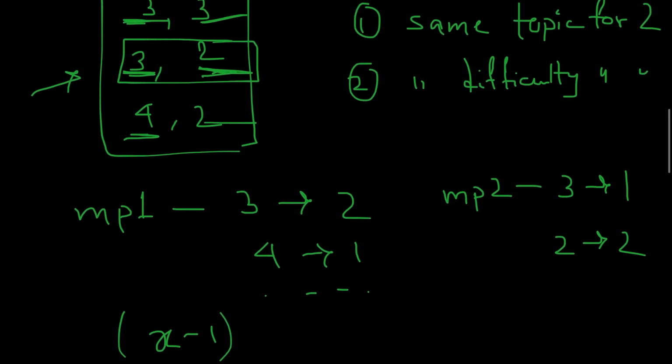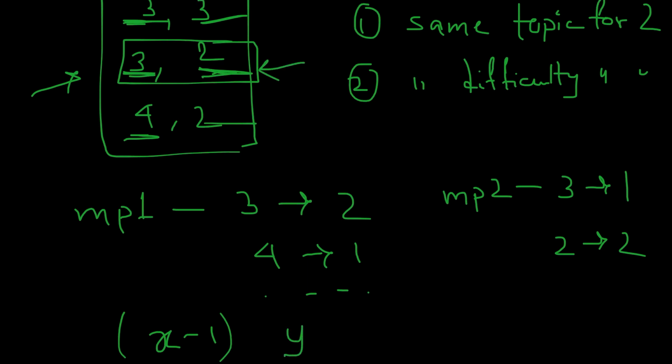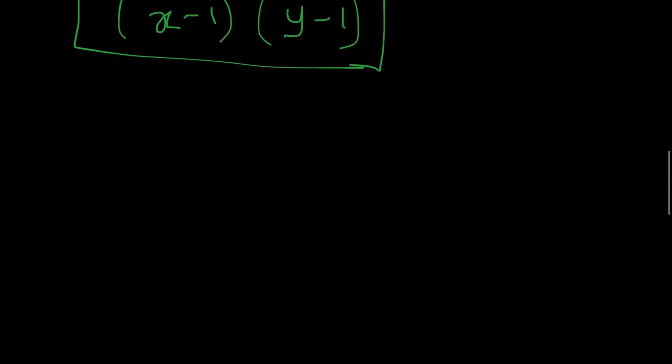And let's say the number of problems that have difficulty 2 is y. I have already taken this one as my main problem, so I'll subtract 1 again. The total possible invalid pairs for that one will be x minus 1 times y minus 1. I'll just quickly do a dry run so that you can understand it better.